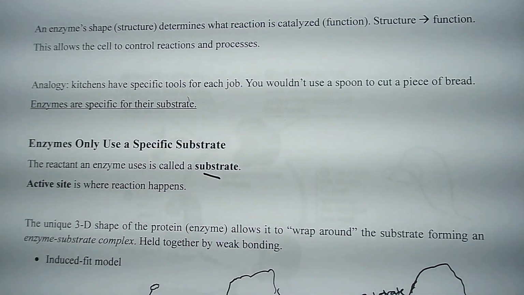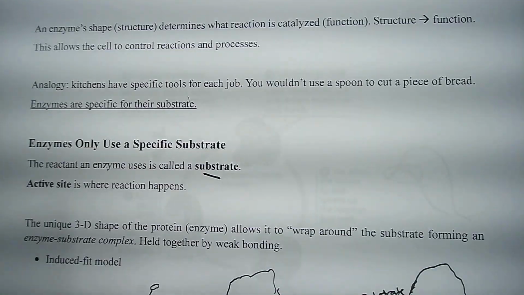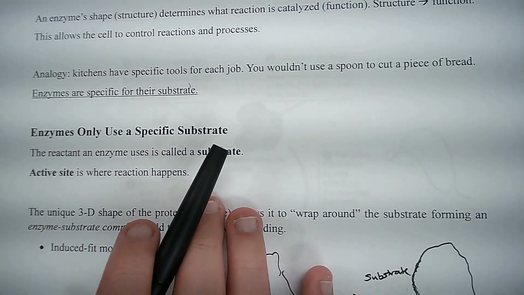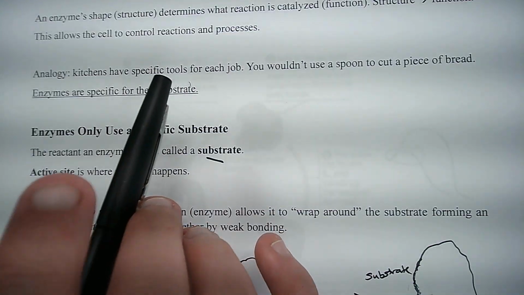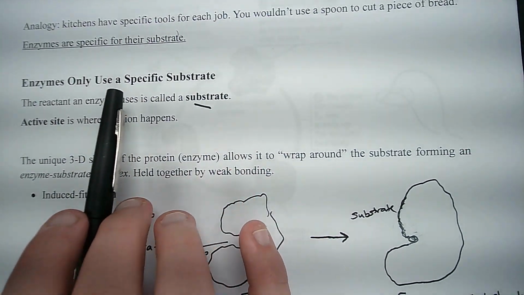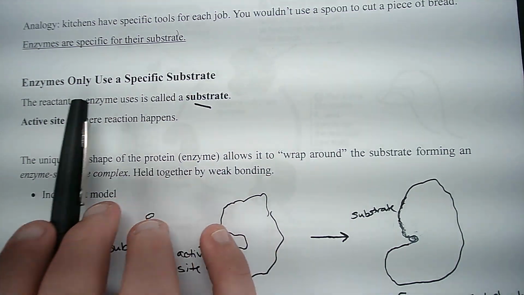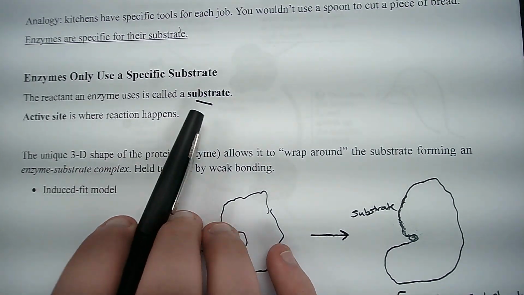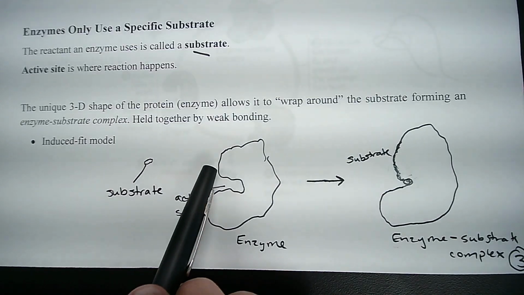So a good analogy is, think about a kitchen. There's all kinds of specific tools for each job. You wouldn't use a spoon to cut a piece of bread. And so enzymes are specific for the substrate that they react. So they only use a specific substrate, and the substrate is the thing that an enzyme is reacting, and it happens in a place called the active site of the enzyme.